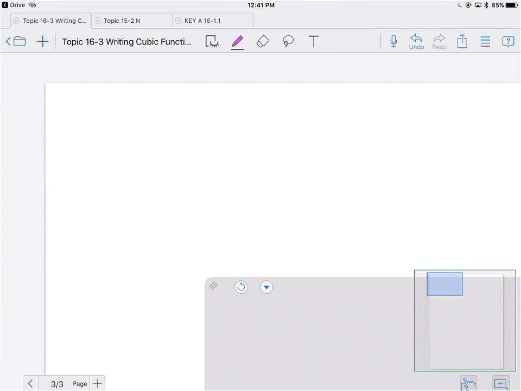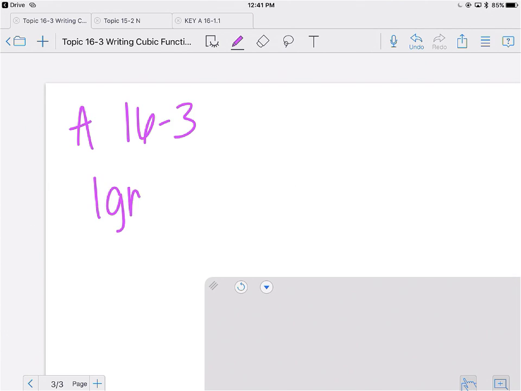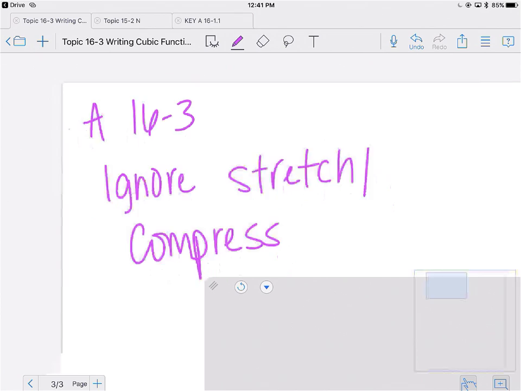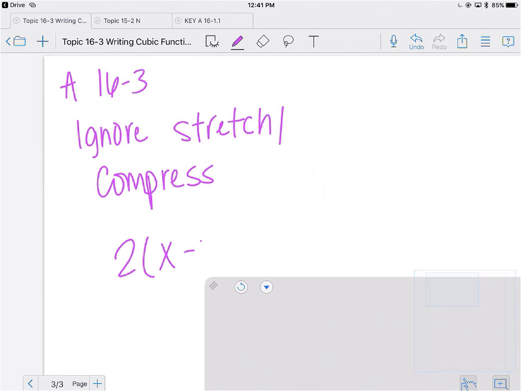A quick note, on assignment 16.3, you need to ignore any stretch or compress you see. So if you see something like this, just ignore the numbers in front and treat it as though it did not have a stretch or compress.